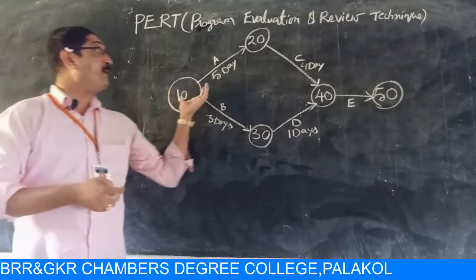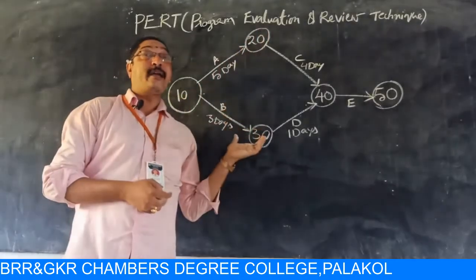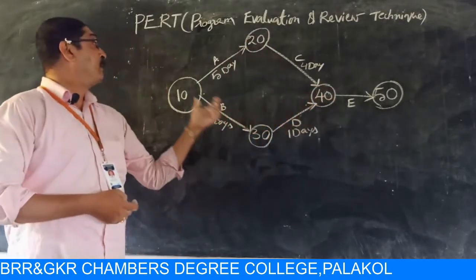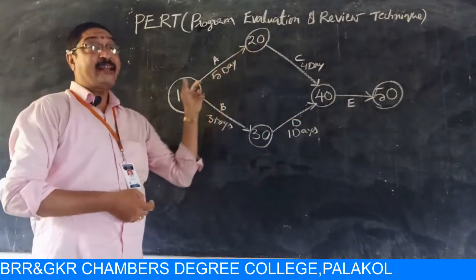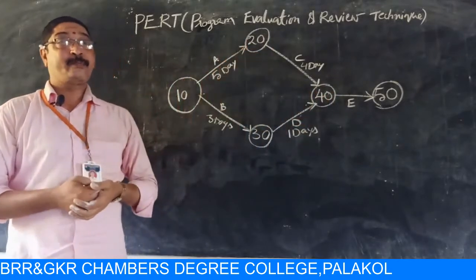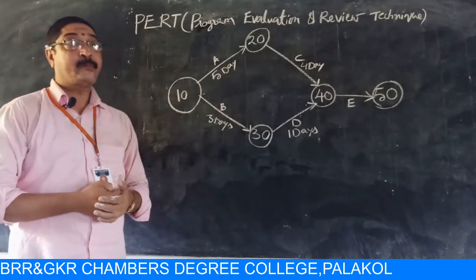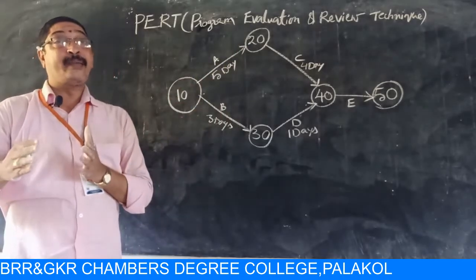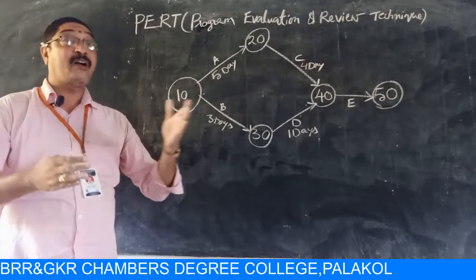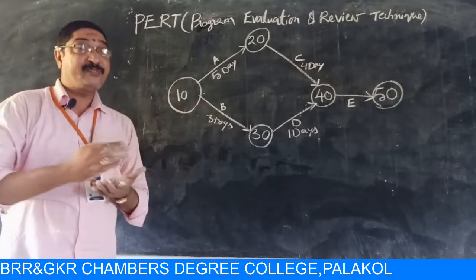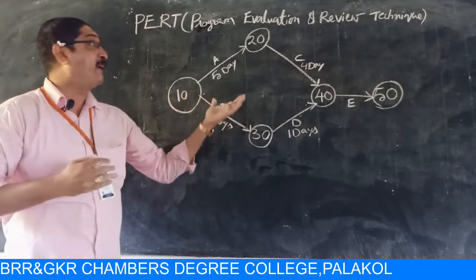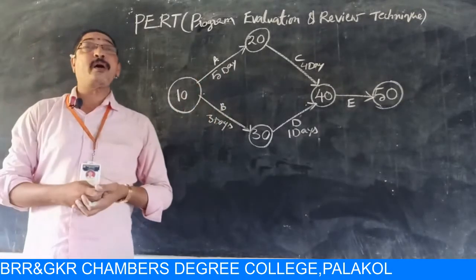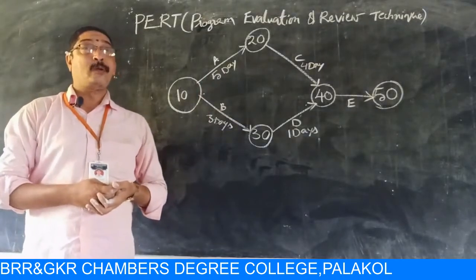In this, important tasks are denoted using circles, numbered circles, and these tasks are interconnected using arrows, labeled arrows. This will explain to us the interdependency of tasks, meaning which task will be performed after which one. The sequence of execution of tasks will be explained with the help of this PERT diagram. This is another important project management tool.